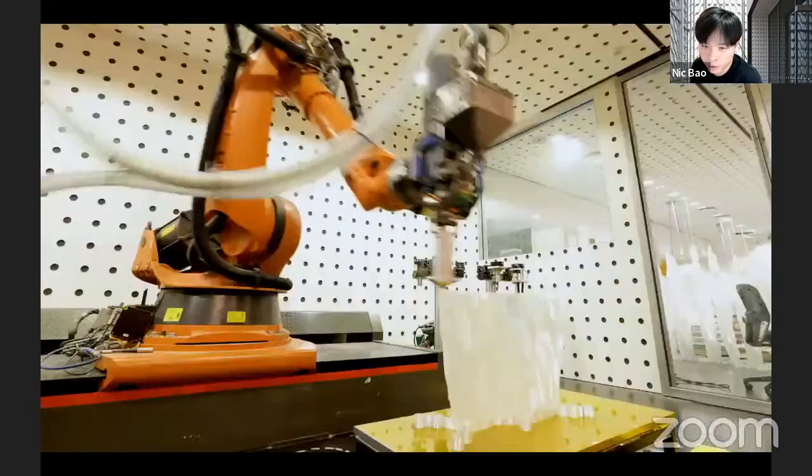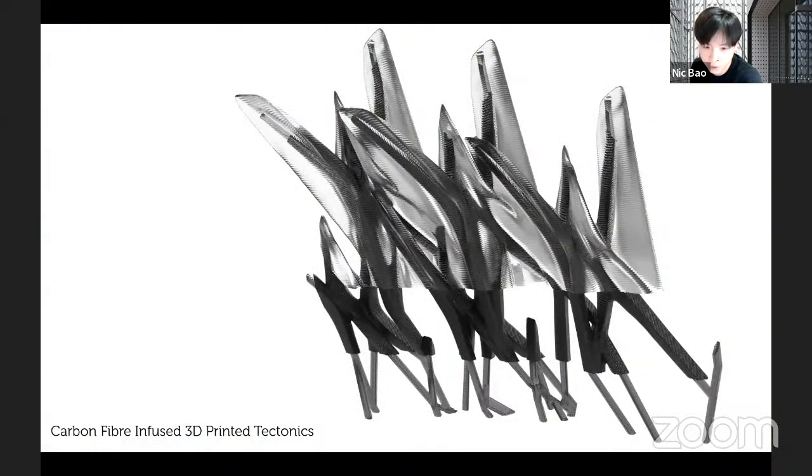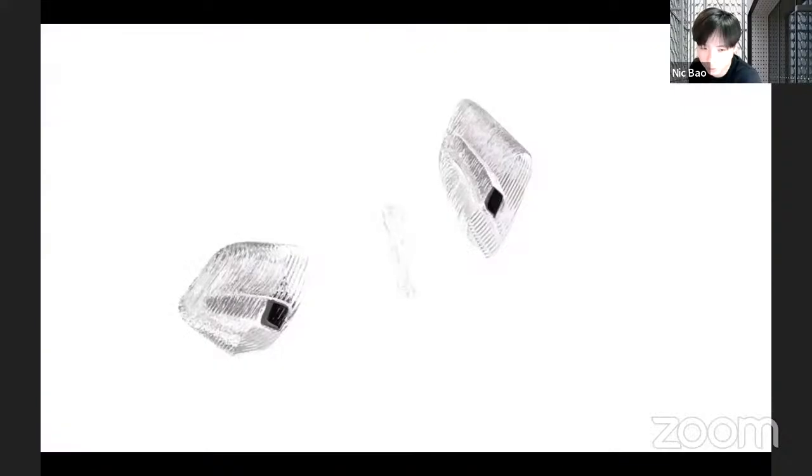For the external layers, we're still using robots to print the shell. You can see this image of the several layers. The external layer is a 3D printed layer for the shell system. The internal black and steel system is the carbon fiber infused. We also presented it at Digital Futures in 2020. That's why we call this super composites, because it uses multiple different materials.